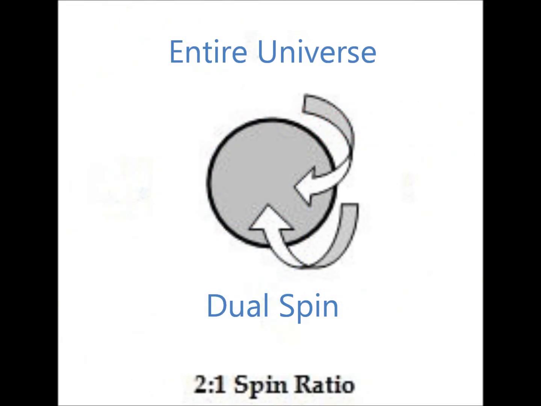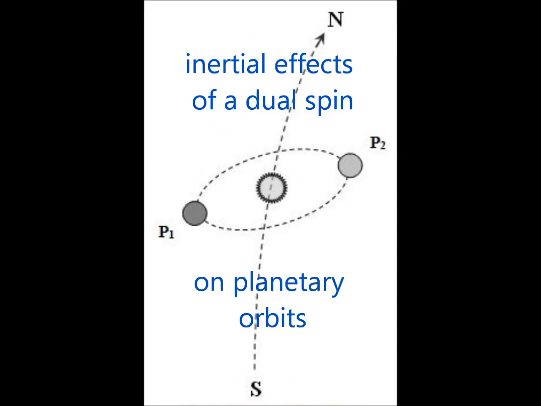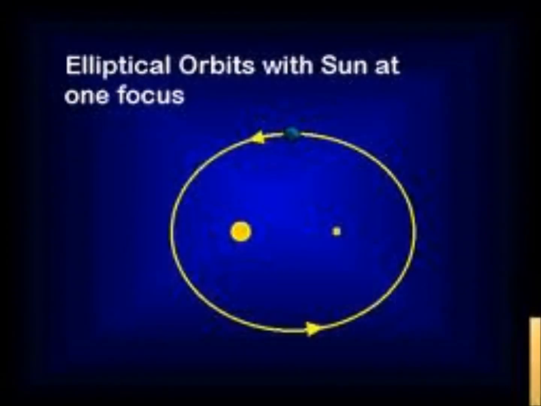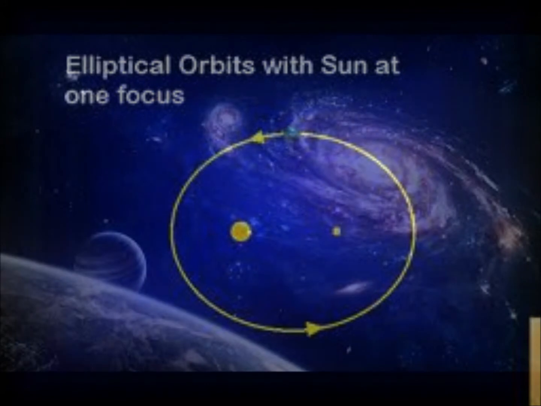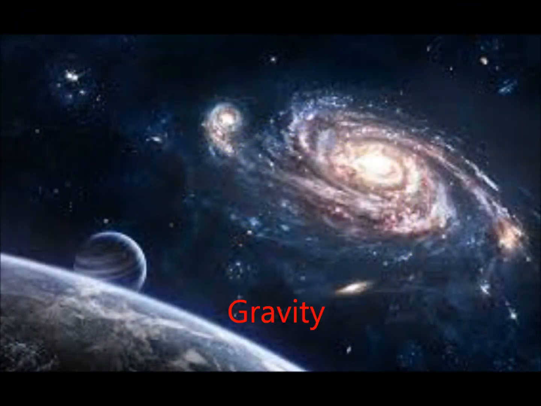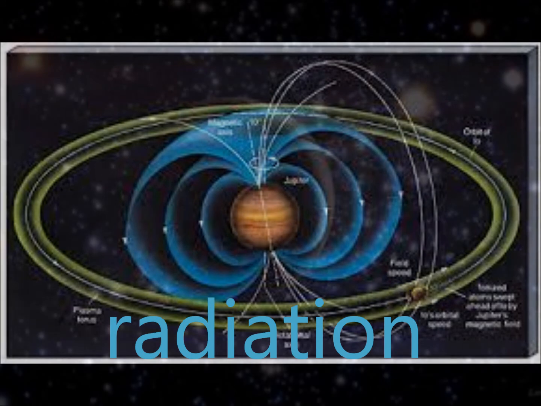A dual spin by the entire universe, with one spin perpendicular to the other, would undoubtedly produce a multitude of inertial effects that could all be mistaken for gravity. These effects may include what are described by Kepler's laws of planetary motion. Large-scale effects of gravity could be the result of force-free circular motion by itself, while small-scale effects may occur due to a body's absorption of radiation from neighboring bodies.